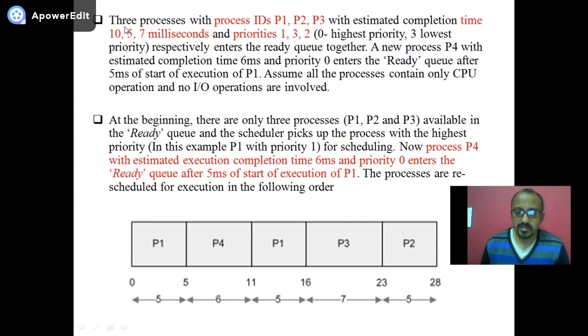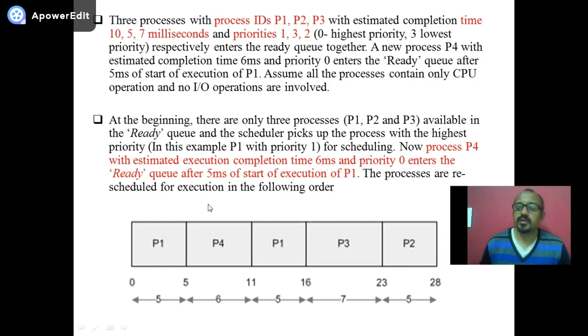P1 has 10 milliseconds to finish, but before it finishes, P1 executes only 5 milliseconds of it. P4 will resume, listed with an estimated time slot of 6 milliseconds in the ready queue. As soon as P4 enters the ready queue with the highest priority of 0, look here, the 6 millisecond process P4 enters the ready queue with highest priority 0.